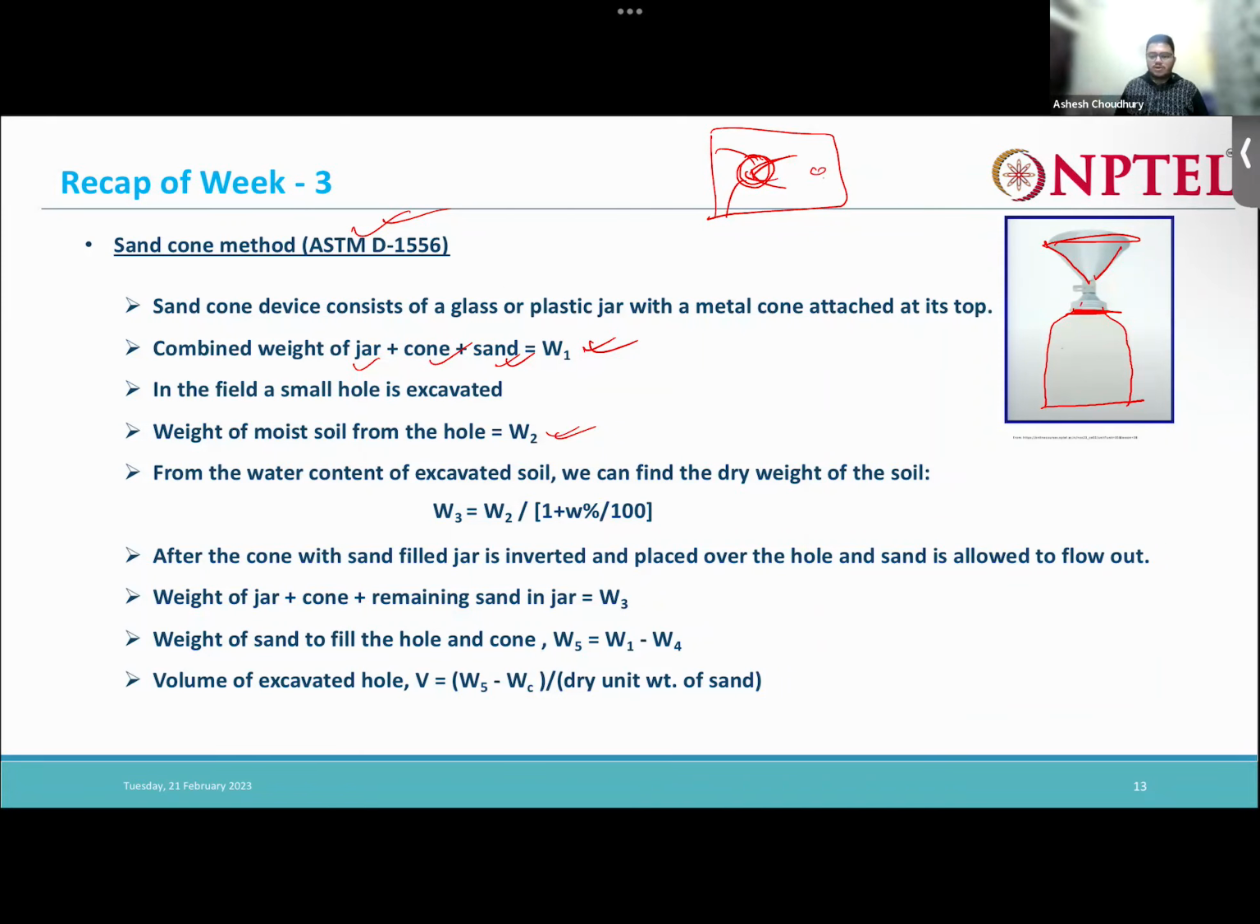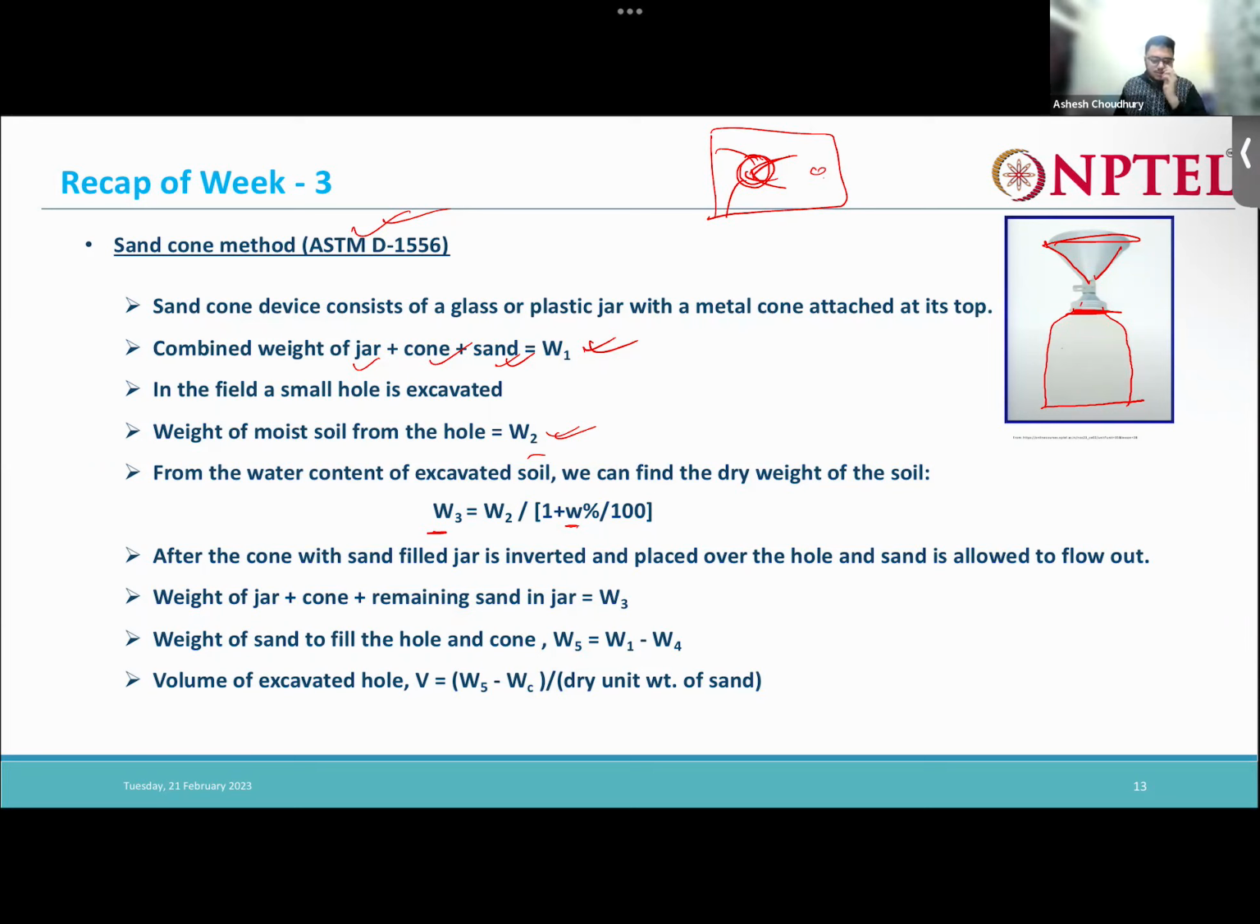Now, this excavated soil, you can measure the water content in the lab. You can put it in the oven and measure the water content, and that is known as W. So if we know this water content and we know this W2, you can get the dry weight of the soil. So dry weight W3 is equal to W2 by 1 plus W, where W is the water content. Using this relation, we can find out the dry weight of the soil.